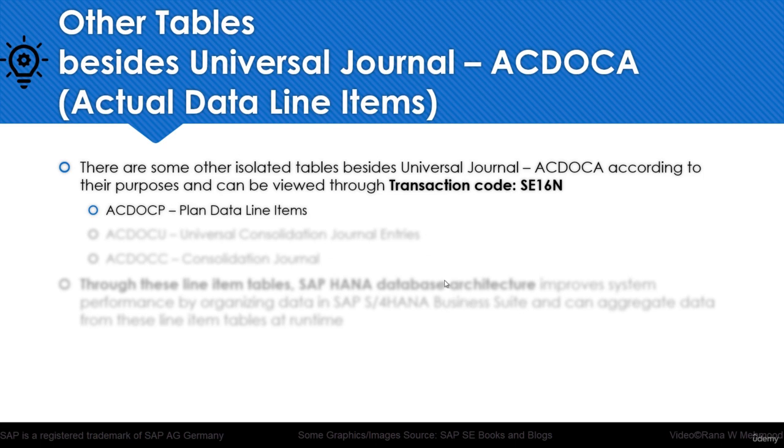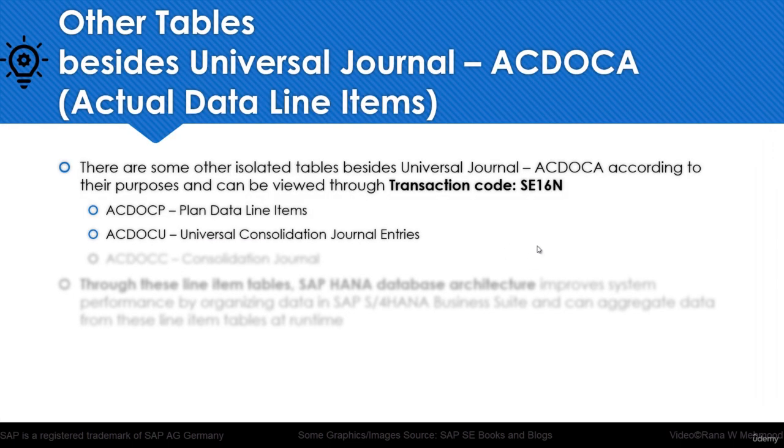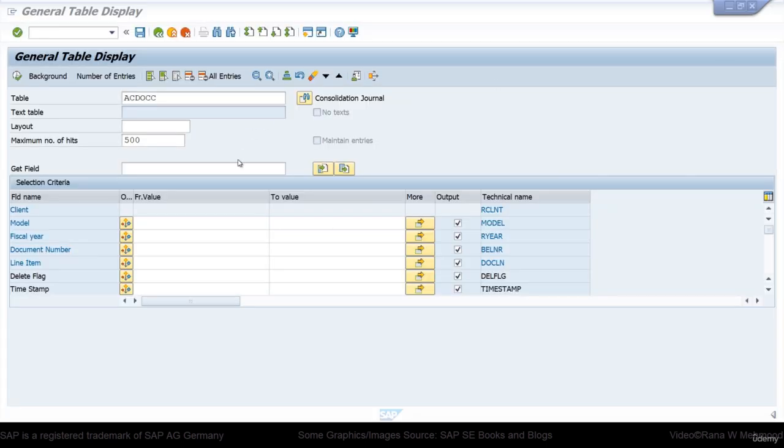The next one is ACDOCU, which is Universal Consolidation Journal Entries. You can also display this data table through the transaction code SC16N on the SAP system. The last one is ACDOCC, which is Consolidation Journal, and we can also view it through the transaction code SC16N.